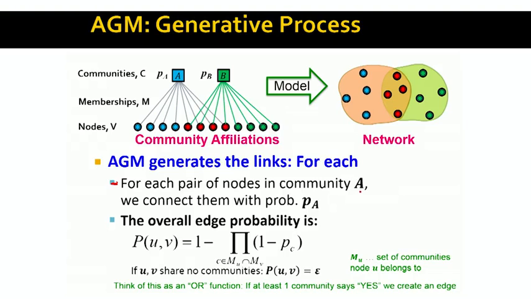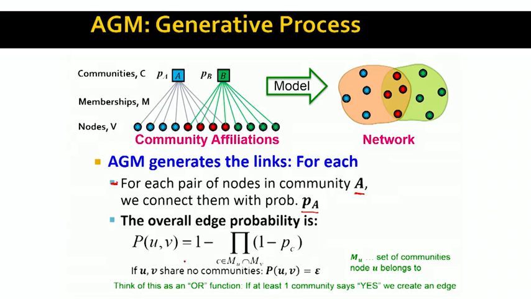So every community, let's call this community A, has a single parameter P sub A, and this parameter tells us with what probability a pair of nodes connect if they both belong to this community A. Now we can ask, given a pair of nodes and all the communities they belong to, how likely is this pair of nodes to connect with each other? The way we will do this is we will say they connect if at least one of the communities they have in common creates an edge.